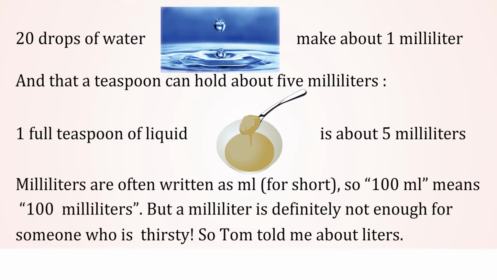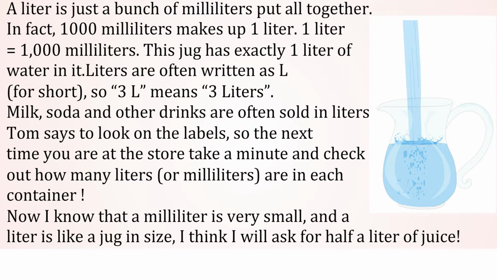Milliliters are often written as ml for short. So 100 ml means 100 milliliters. But a milliliter is definitely not enough for someone who is thirsty. So Tom told me about liters. A liter is just a bunch of milliliters put all together. In fact, 1000 milliliters makes up 1 liter. 1 liter is equal to 1000 milliliters.